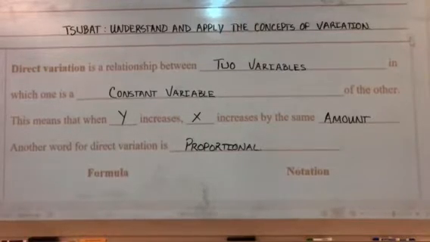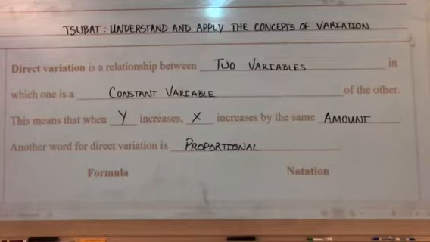Today's objective is the student will be able to understand and apply the concepts of variation. There are two types of variation that we will talk about, but this first one is called direct variation. Direct variation is a relationship between two variables in which one is a constant multiple of the other. This means that when y increases, x also increases by the same amount. Another word for direct variation is proportional.